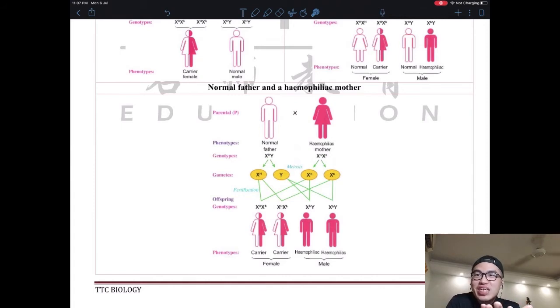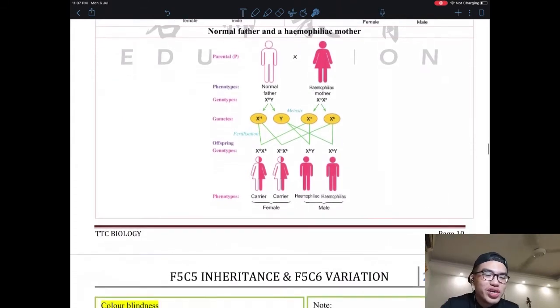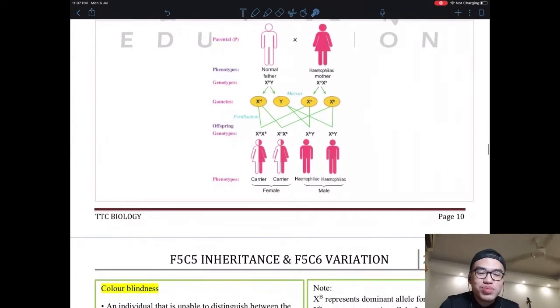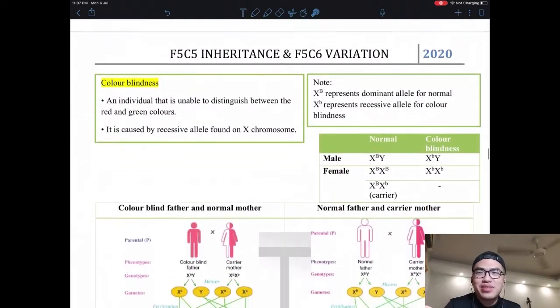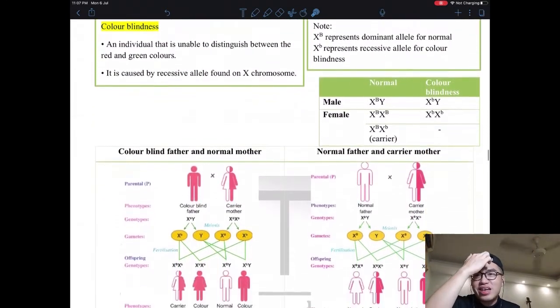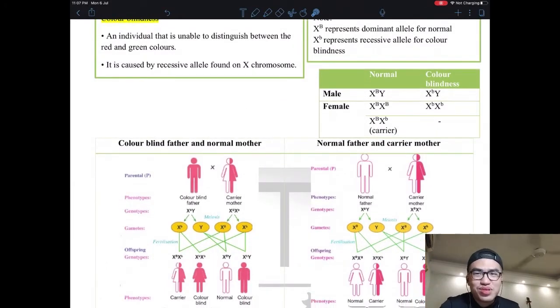We don't know whether it's in the son or daughter. But from this understanding, we can predict what the children will be. So basically, chapter 5 is all about drawing this thing. If you can understand last week's lesson, you can understand about 90% of this chapter.